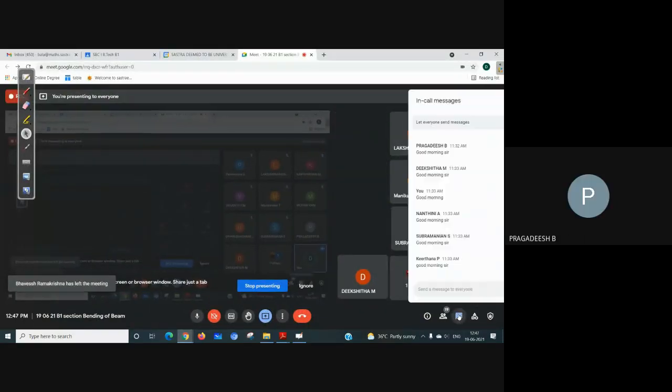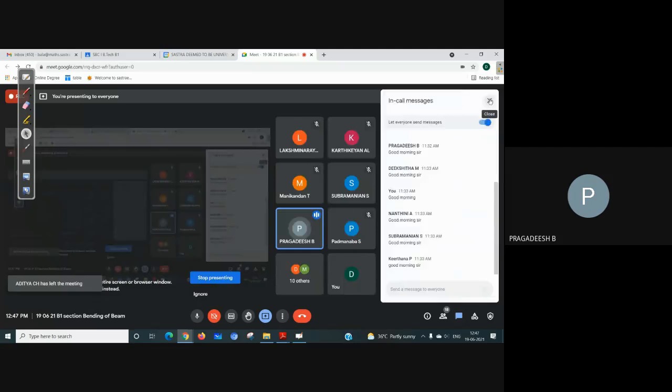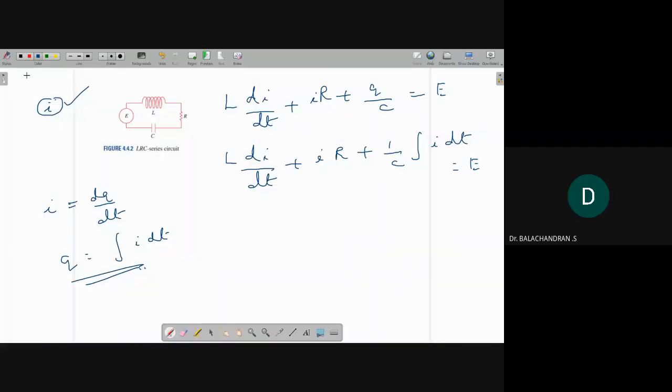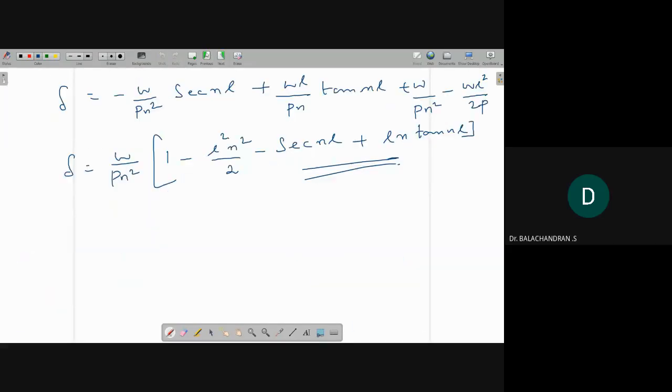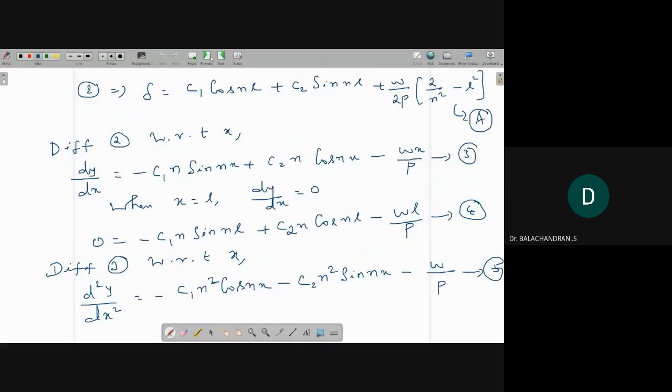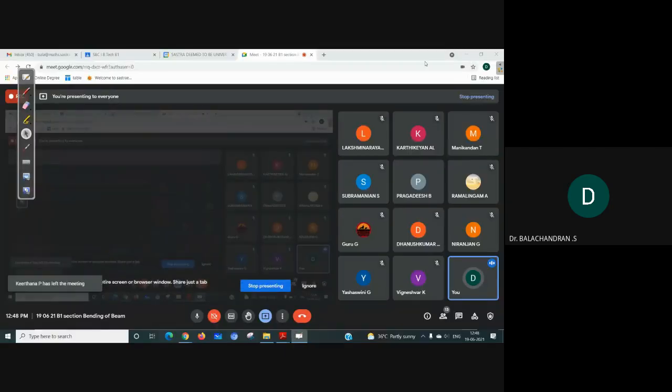Sir, for the bending of beam, will the diagrams be provided in the question? They usually won't give the diagram; only rarely. We should understand the question and then draw it. That's why I will send you the Grewal book. Try to solve more problems from bending of beam and electric circuit.